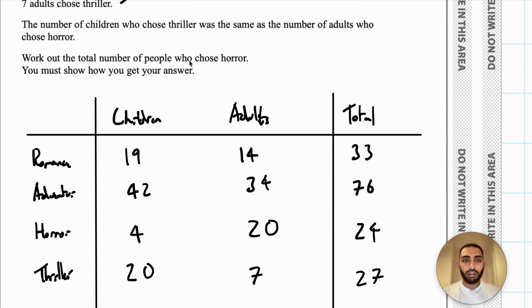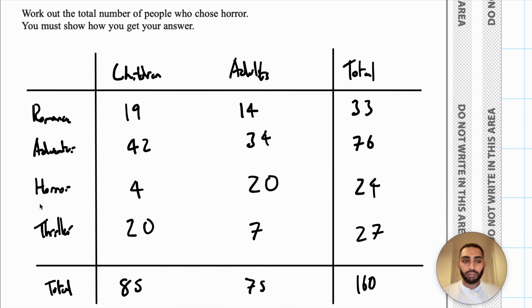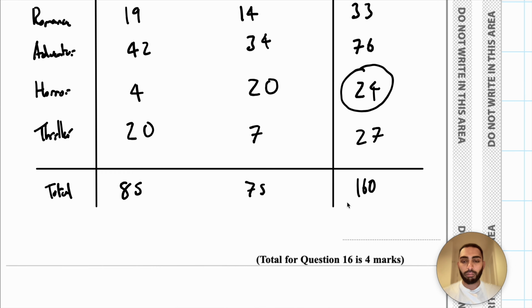Work out the total number of people who chose horror. So total for horror is 24. My answer would be 24.